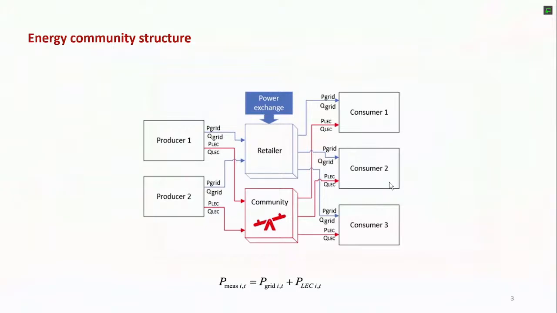So these blue lines indicate what is utility related. Yes, we can say the retailer, the utility. So you have a single meter in the house, and this meter measures some energy. We can say power because it is in the slot. If you are outside the community, you have just this power to the grid. All the power is coming from the retailer, so you need to pay this.